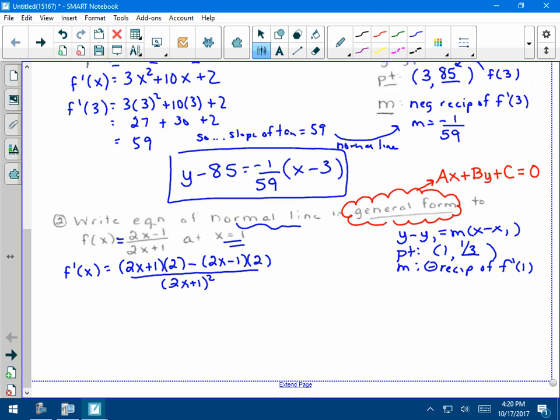Okay, what next? Distribute, combine like terms. So we've got 4x plus 2, distribute that negative also, so minus 4x. It would be a minus 2, but now it's a plus 2. All over 2x plus 1 squared. The 4x's cancel, so I have 4 over 2x plus 1 squared. So what's f prime of 1 then? Well, f prime of 1 would be 4 over 2 times 1, which is 2, plus 1 squared. That's looking like 4/9 to me.